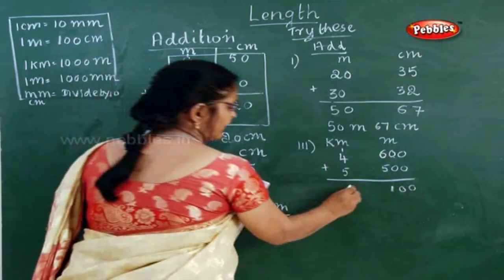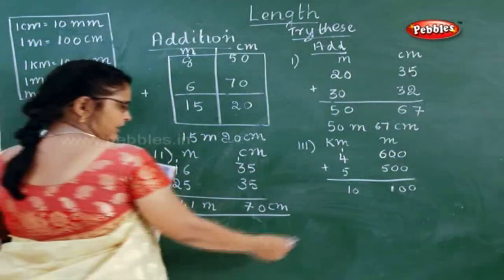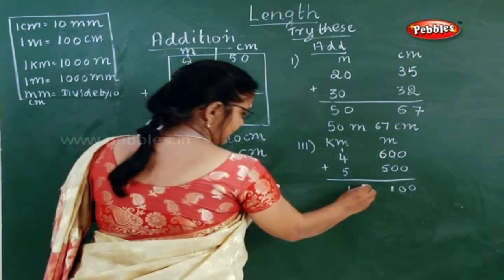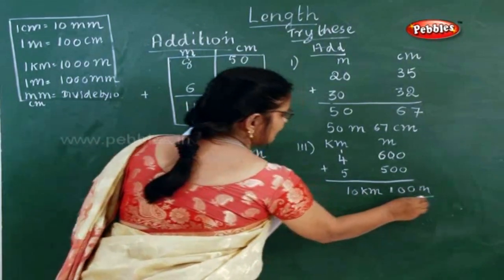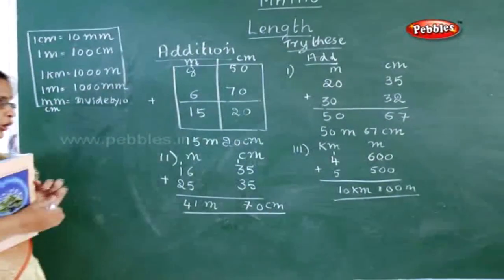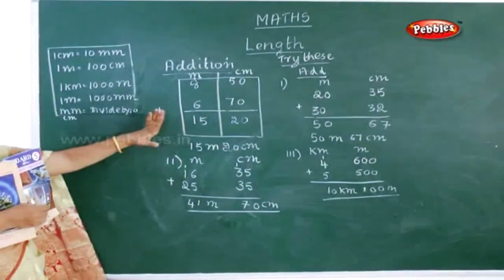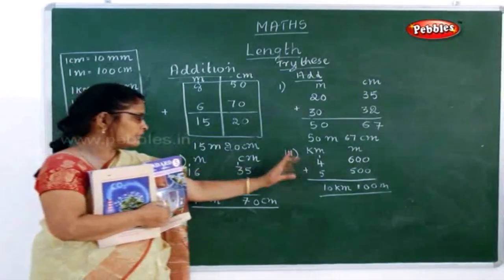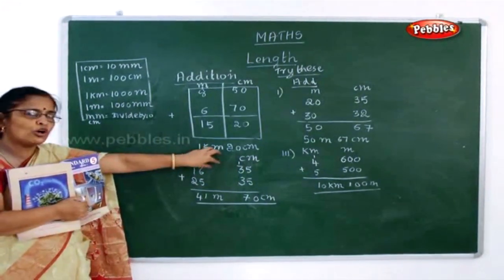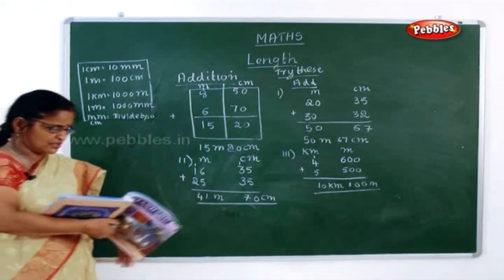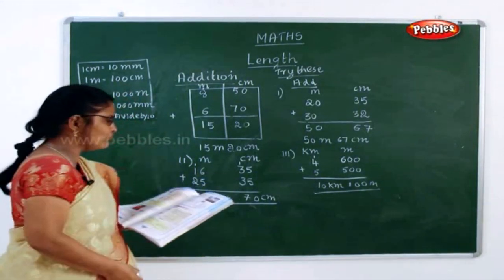5 plus 5, 10. Now what will you write here? Can anyone tell me? Yes, very good. It is 10 kilometer and 100 meter. See, always when they ask to do addition, whether it is kilometer or meter or centimeter, write it on the top and then do the addition sums. Then I think that will be easier for you to write.